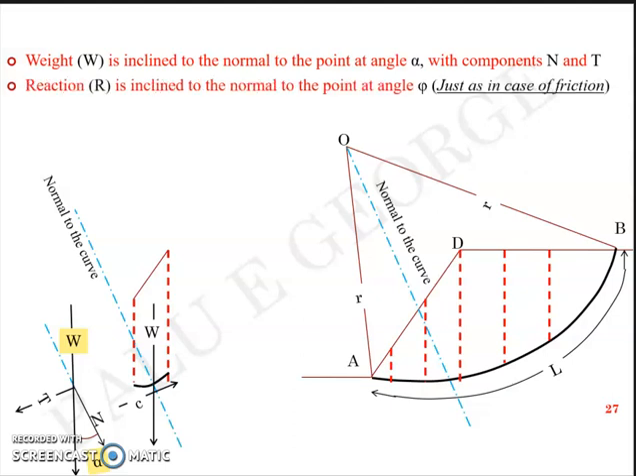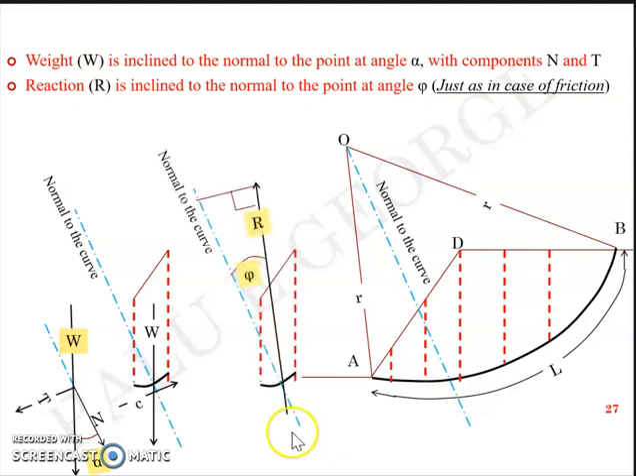So I have a reaction R inclined to the normal at an angle phi, which is the angle of friction, just as in the frictional theory. I can draw that here separately. The same slice, I have the normal, the same normal, I have the reaction R, which is at an angle phi with respect to the normal. Earlier, I had the weight W, which is at an angle alpha with respect to the normal.